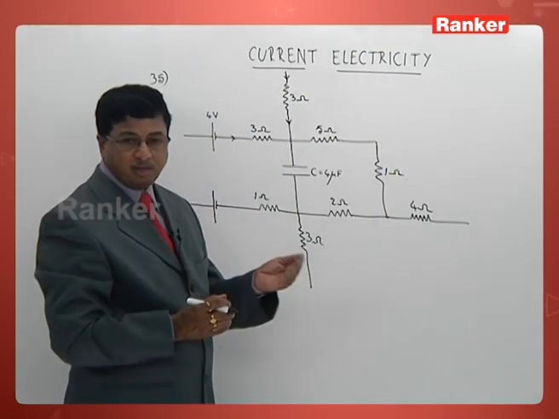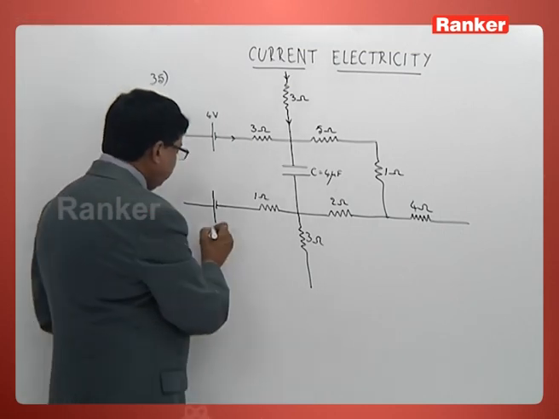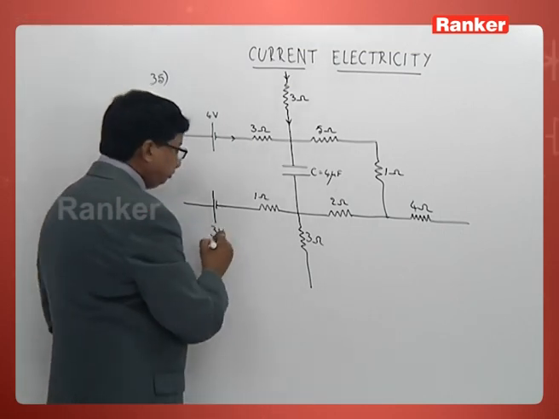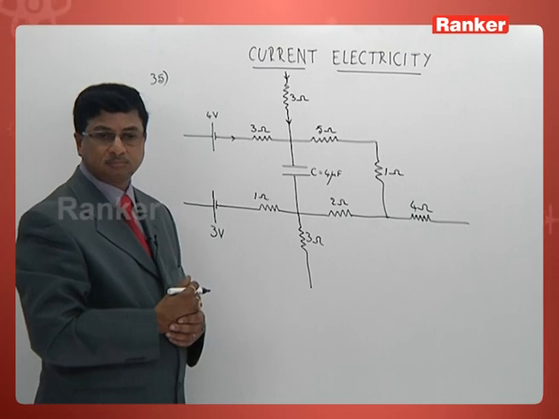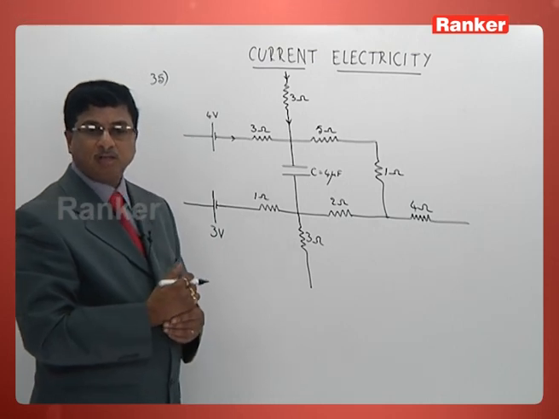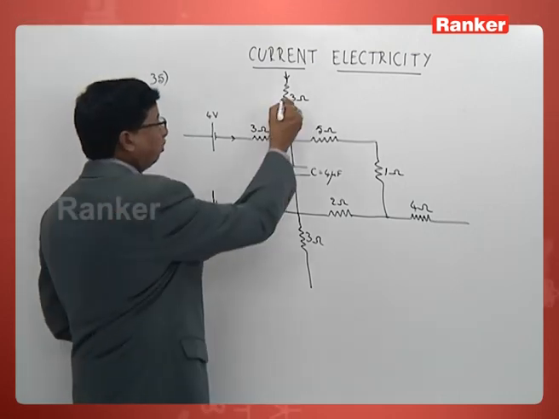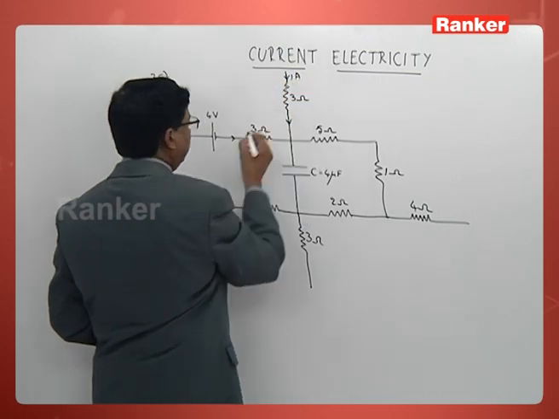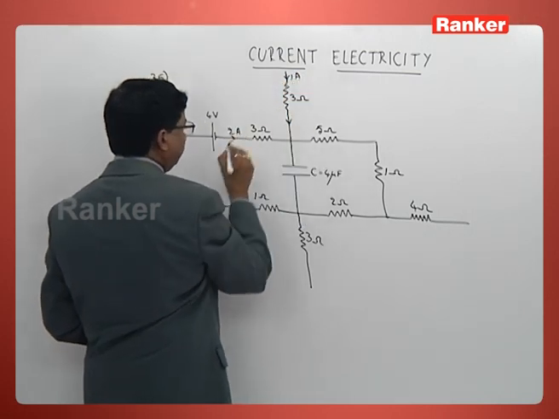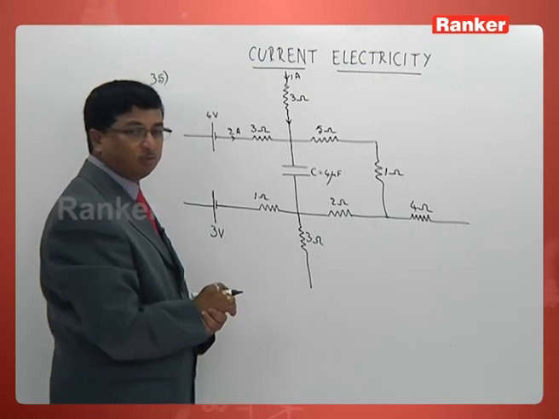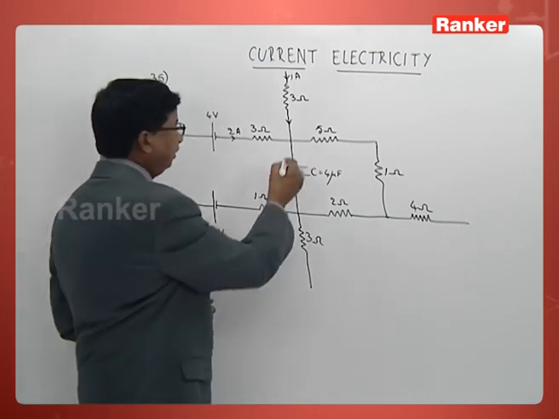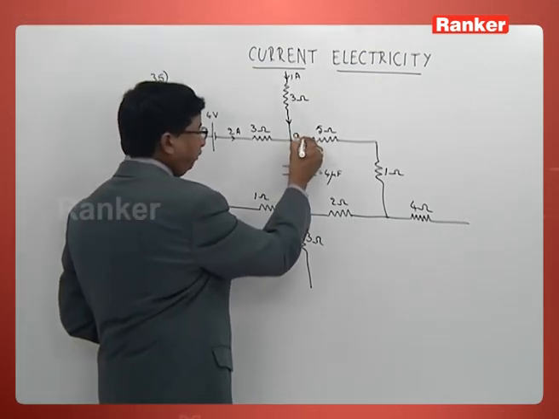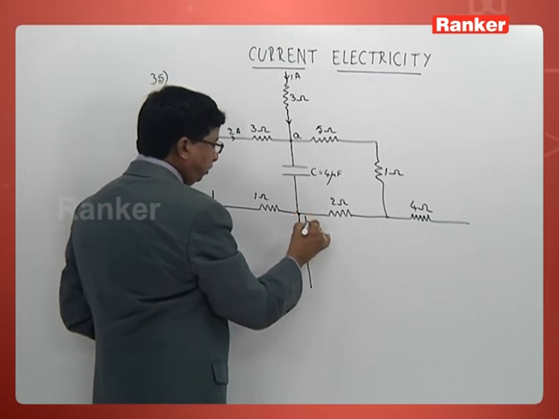And the other battery mentioned here is of 3 volt. And what are the values he has mentioned? 1 ampere of current is entering this way, 2 ampere of current is entering this way. That's what has been given. You take this point as A, this point as B.